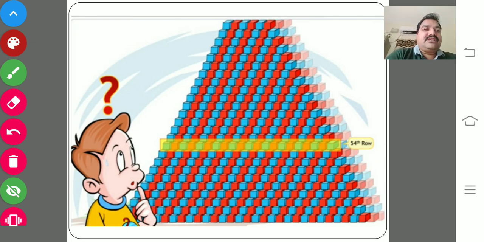So I would like to ask one question. How many cubes are used to frame the 54th row? It's not at all an easy job. So we need some formulas, and we can derive some formulas. How will such formulas be useful to count these kinds of complex problems? How the arithmetic progression will help you, you will come to know in this session.